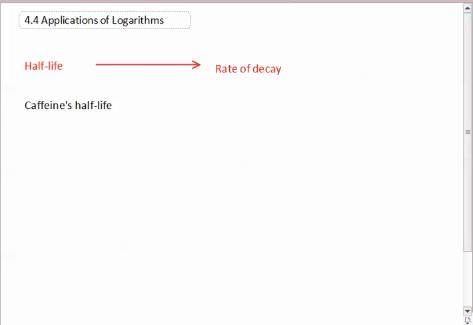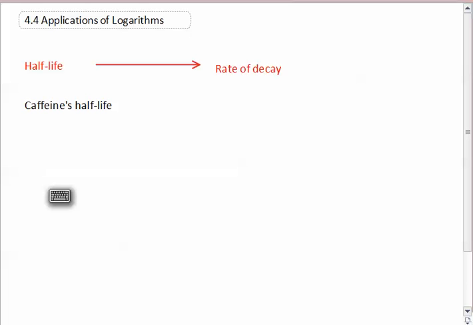Okay, so we're going to have a little bit of fun with applications of these logarithms, and we're going to take a look at half-life and rate of decay. Now, usually when someone says half-life, we think of carbon-14 or some scientific dating process. What we're going to do is take a look at caffeine in the bloodstream and look at its half-life, and we're going to come up with the rate of decay from the half-life.